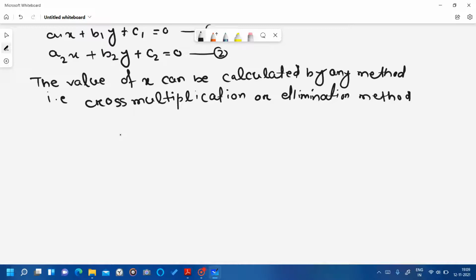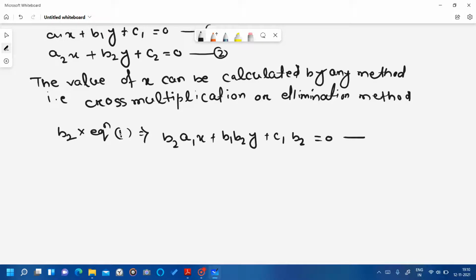Here multiply b2 with equation 1. Then the new equation will be b2a1x plus b1b2y plus c1b2 is equal to 0. Let it be equation 3.